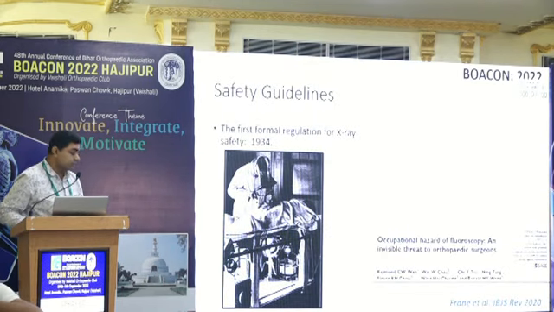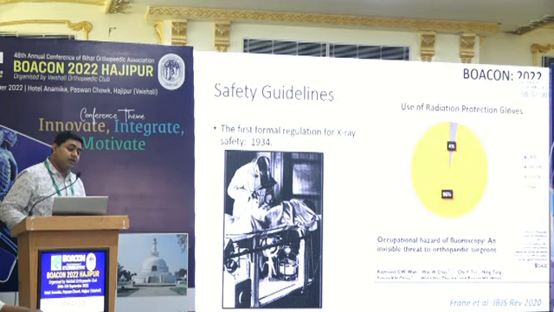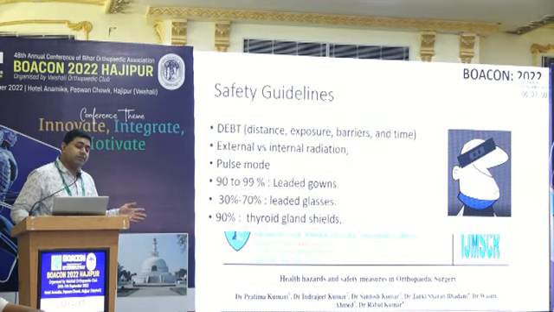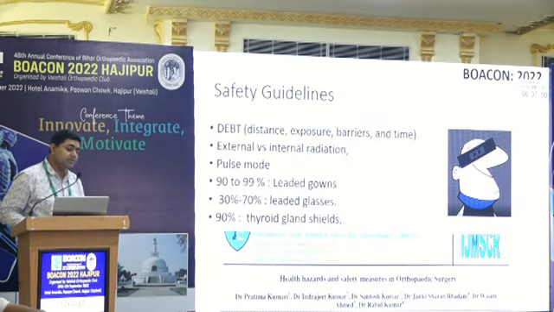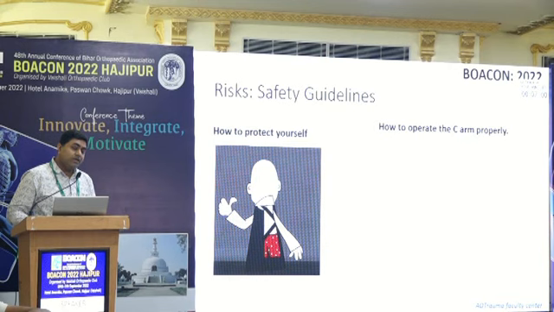This is an initial X-ray when you keep the X-ray in your face and head, and it is getting improved by the day. Now we have even the gloves which decrease the radiation. There are other things like lead gown, lead glasses, thyroid gland shield. These are the things which you can use, and you should also know how to protect yourself.